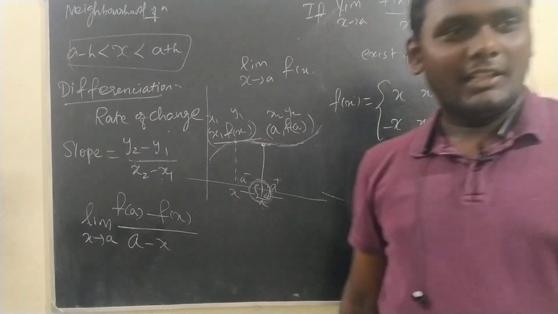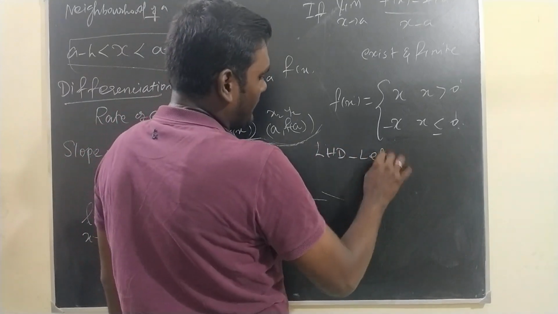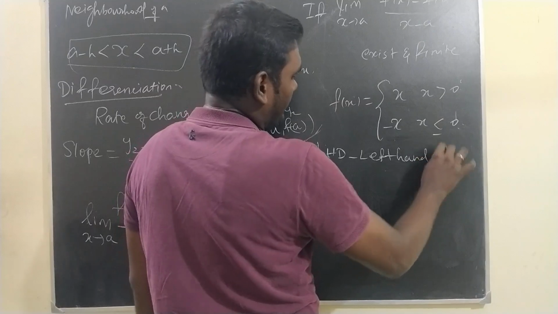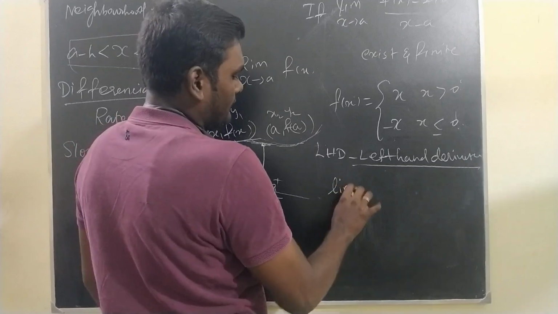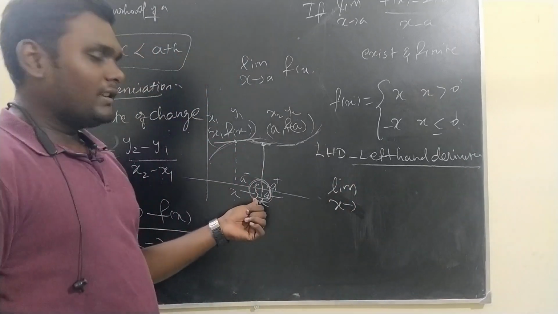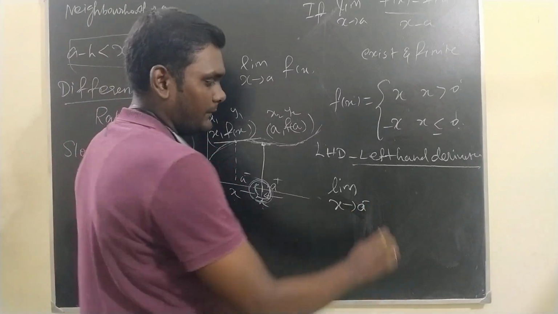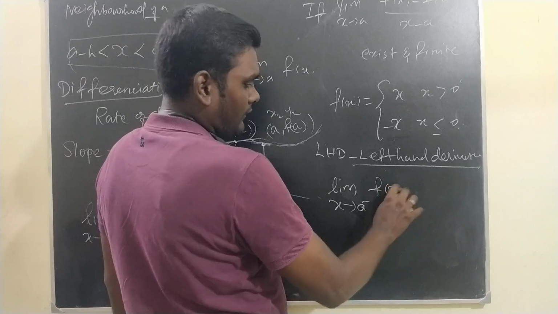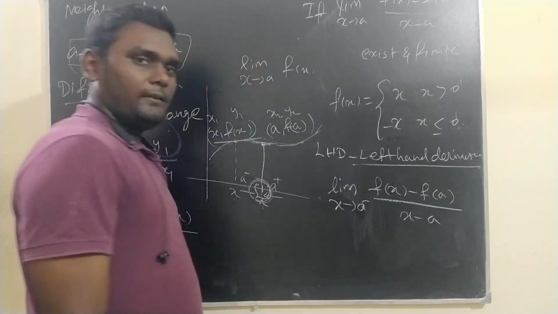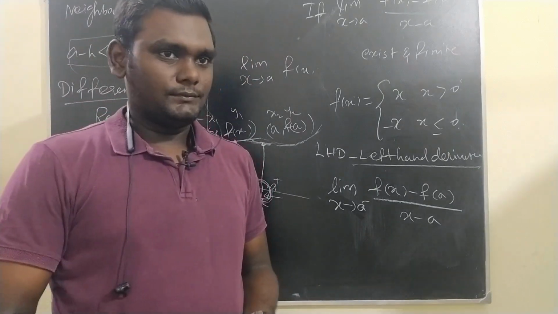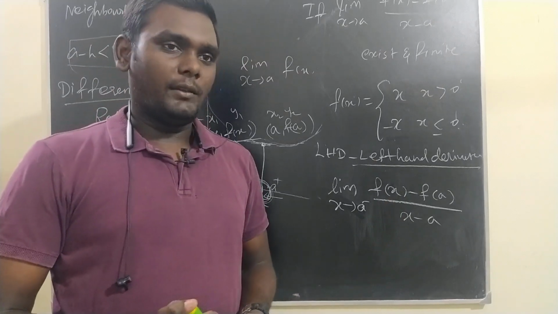Same like the continuity we did, right? So LHD, that is left hand derivative, means limit x tends to a minus. Left means is that a minus or a plus? I told you, right? f of x minus f of a divided by x minus a will exist. If this exists, we say that the function has a left hand derivative.